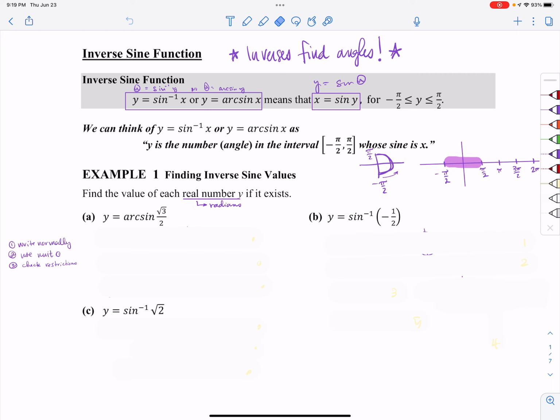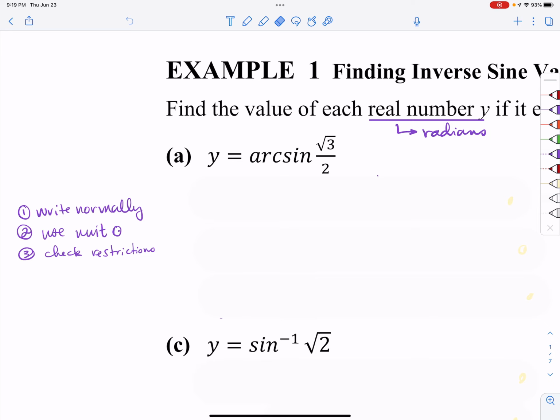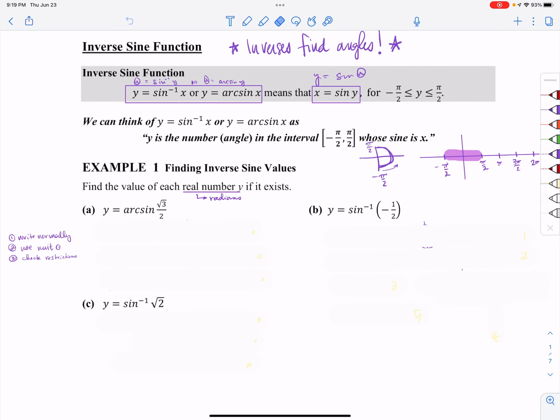Now, I've got a little how-to list over here. The first thing that we want to do is write our inverse normally. What I mean by that is we're going to be using this concept up here. We understand that this is the way to write an inverse, and this is our old method back here, what we're comfortable with, what we're used to. So we want to write it in the old way. Then we're going to be using the unit circle to find our missing angles. Remember that inverses find angles. So if we're being asked to find an inverse, that means that we are being asked to find an angle. So we're going to use the unit circle to do that. And then lastly, we want to check our restrictions on that to make sure that we're using proper restrictions.